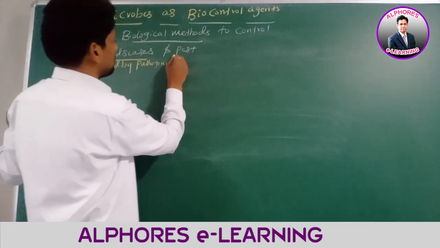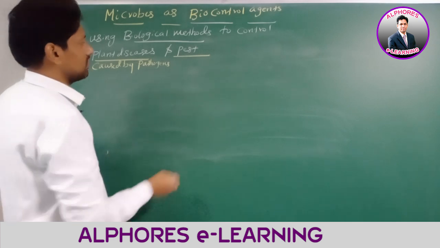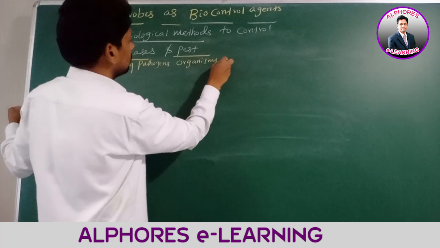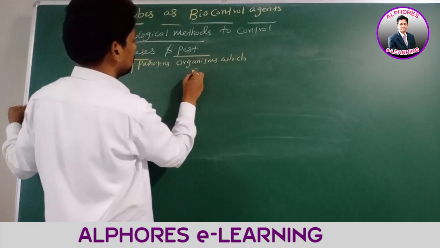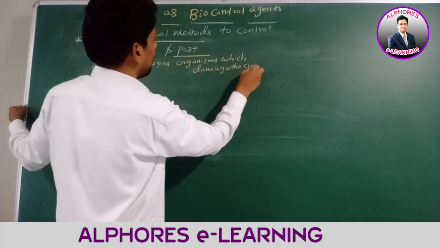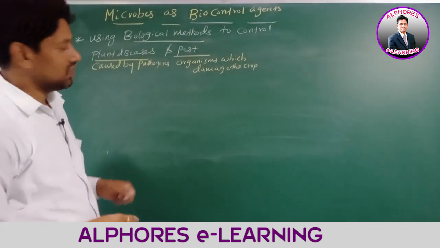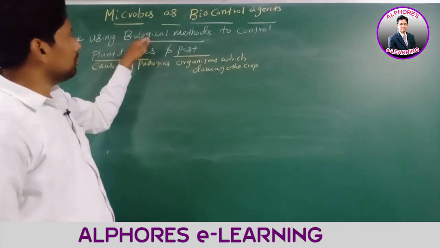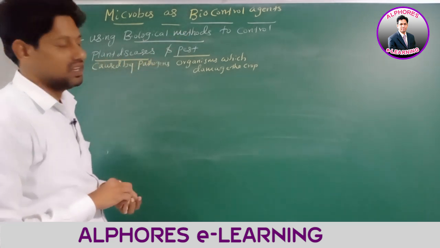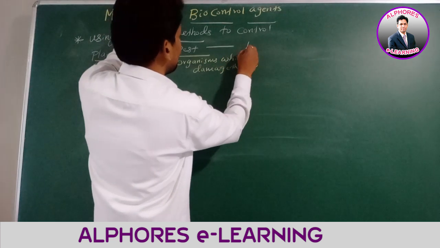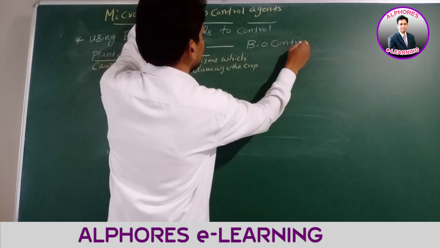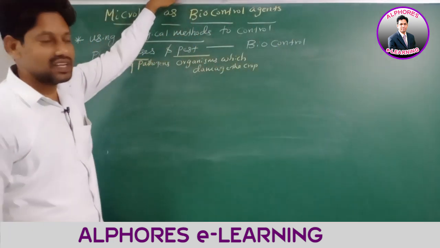Sir, what is the meaning of pest? Organisms which damage the crop. Such organisms are called pests. Now see here, using biological methods to control plant diseases and pests, this concept is called what? Biocontrol.